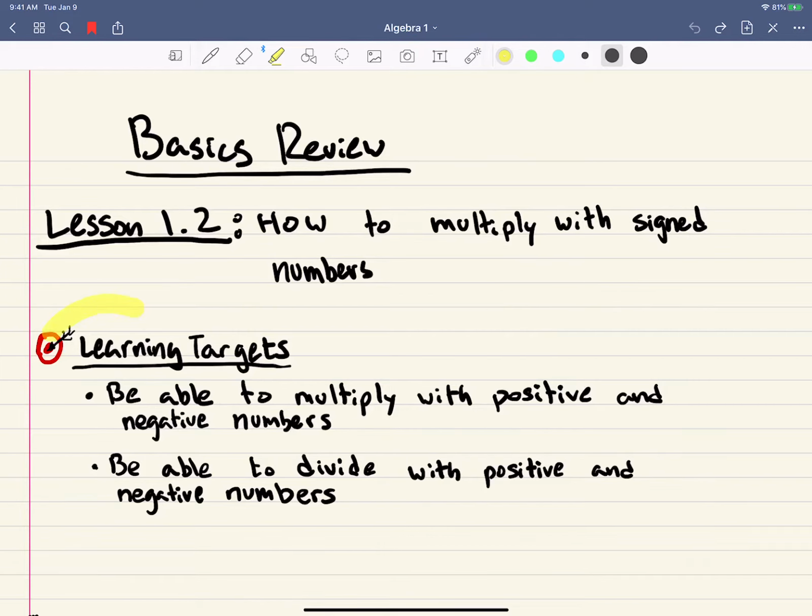Our learning targets for today are to be able to multiply with positive and negative numbers. I'm 100% sure most of you know how to do it with positives. But today we're going to learn how to do it when it's negatives or negatives and positives. And we're also going to need to be able to divide with positive and negative numbers. We need to be able to both multiply and divide positive and negative numbers. In this case, we call those integers, but enough about that. Let's just move on.